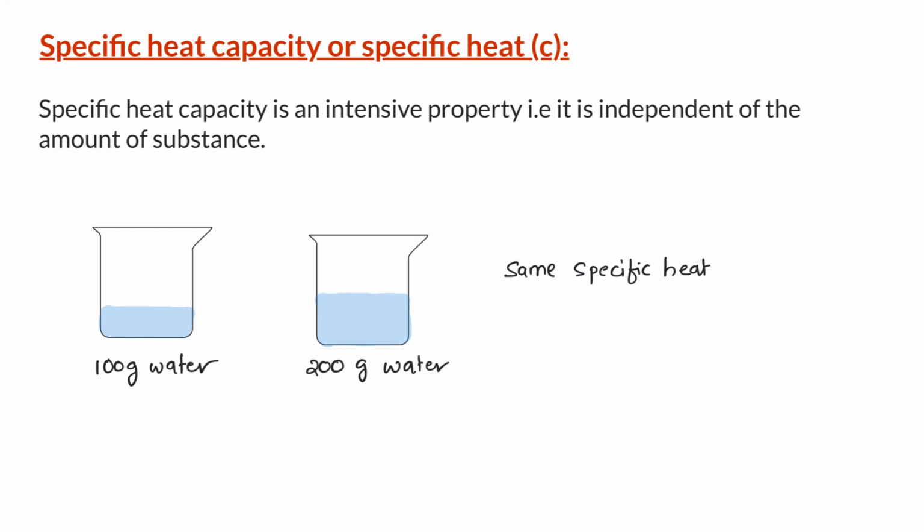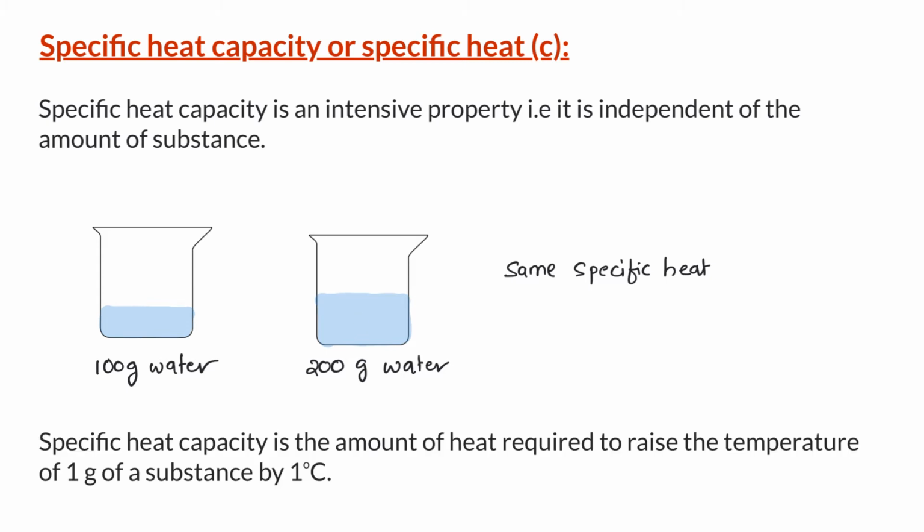The specific heat capacity of an object or a substance is an intensive property. That is, it is independent of the amount of substance. For example, specific heat capacity of 100 grams of water is the same as the specific heat capacity of 200 grams of water. The reason is, specific heat by definition is always expressed per gram of a substance.